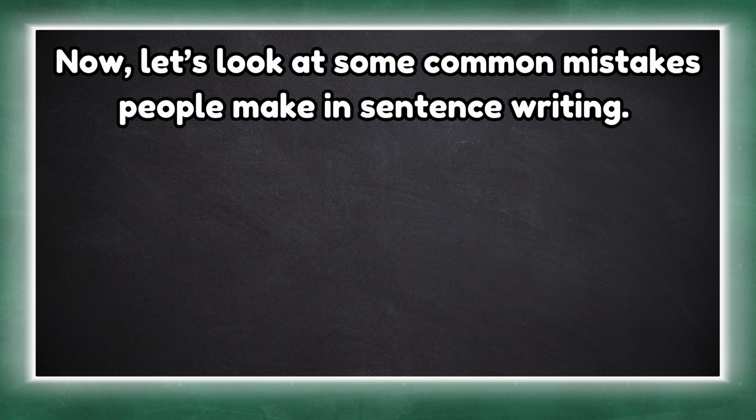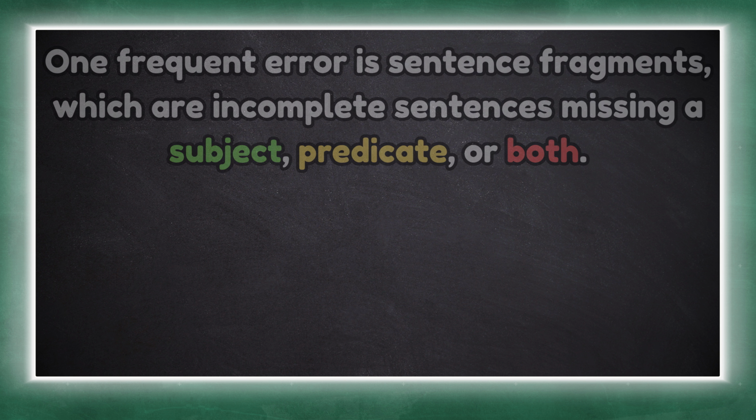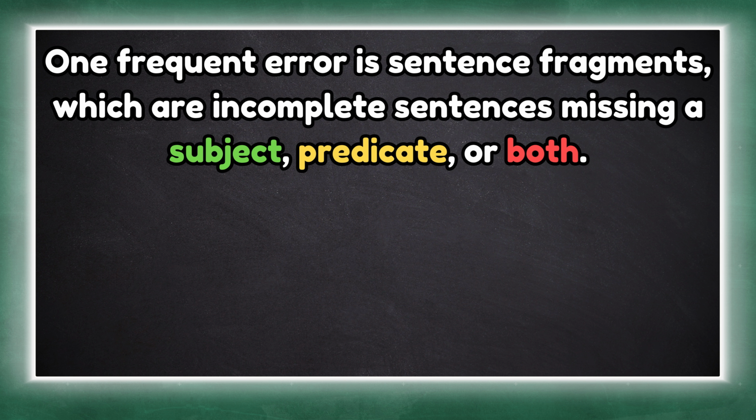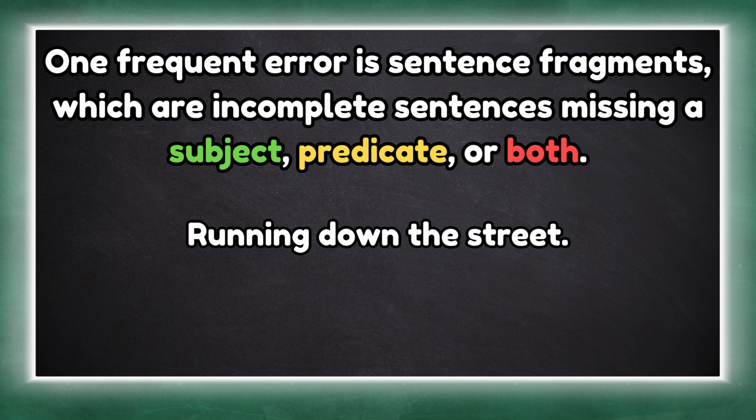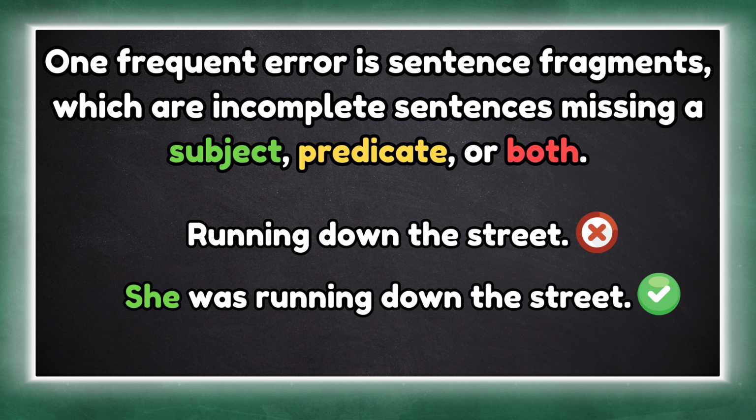Now, let's look at some common mistakes people make in sentence writing. One frequent error is sentence fragments, which are incomplete sentences missing a subject, predicate, or both. For example, "Running down the street" is not a complete sentence. To fix it, add a subject and complete the thought. "She was running down the street."